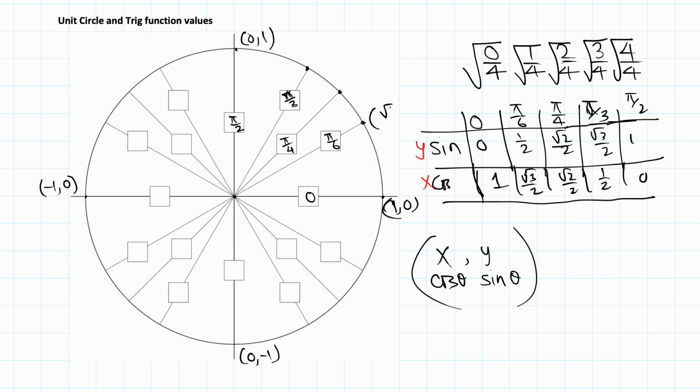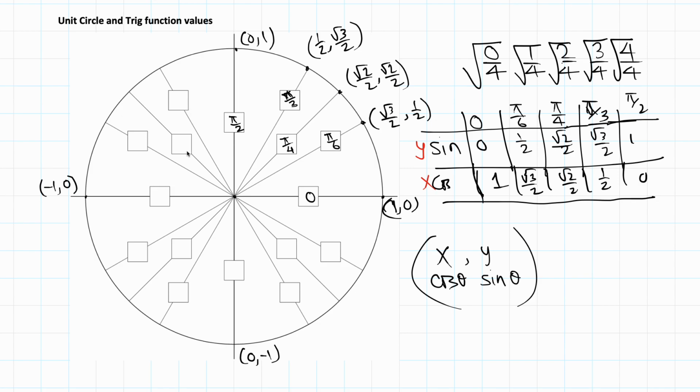For pi over 6, root 3 over 2, 1/2. For pi over 4, same thing, root 2 over 2, root 2 over 2. For pi over 3, 1/2, root 3 over 2. In fact, these two are just reversed. Okay, now we are good with the angles in the first quadrant.